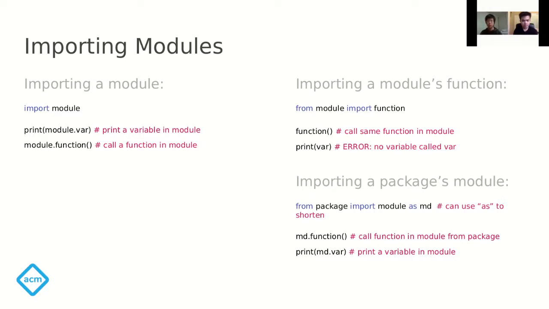So from here, you can specifically import just a function. Because of this, you can call the function within your file, but you can't print out any of the variables in module because you haven't imported those. And another trick that you can do is you can actually simplify what you import into a variable name. So here we simplify module as md. So here we can call function using md as well as print out var, like md.var.